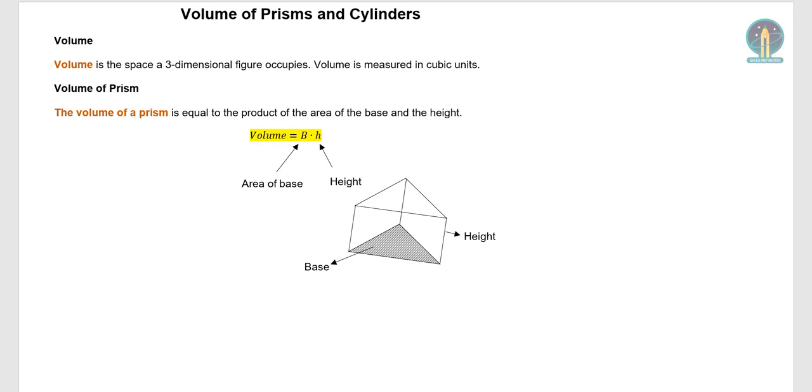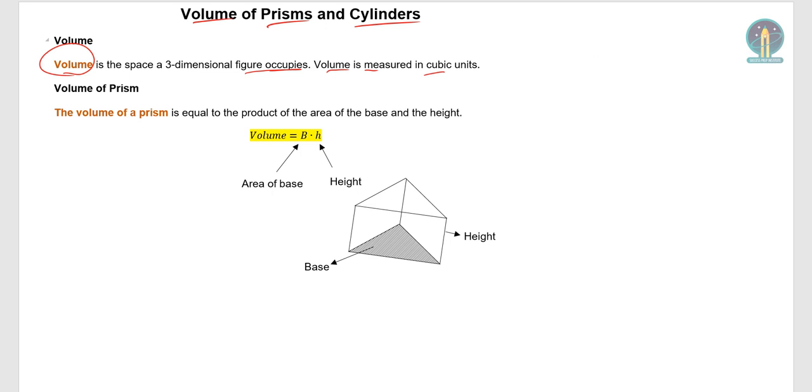In this concept, we're going to talk about the volume of prisms and cylinders. The concept of volume is the space a three-dimensional figure occupies. That's what volume is defined as. Volume is measured in cubic units, so cubic centimeters, cubic inches, cubic meters, etc. So it's a measure of space.